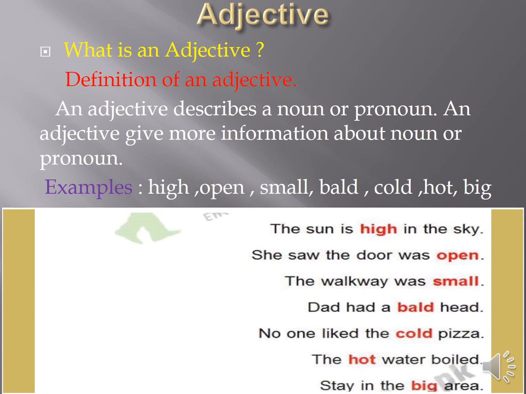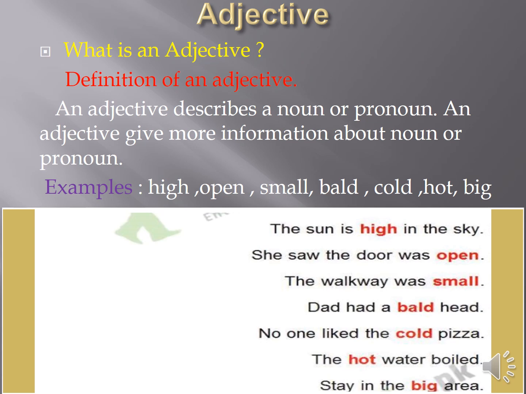Next one, she saw the door was open. When she enters or when she saw the door, it was open. We are getting more information about the door. We know that every house has a door, but how is that door? Is that door open or is that door closed? We are getting more information by looking at the door, and the door is open. The walkway was small. The way where we walked was very small.